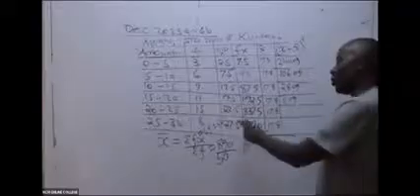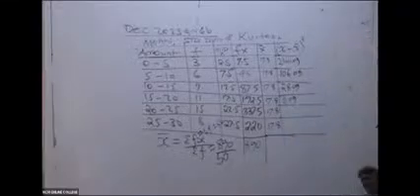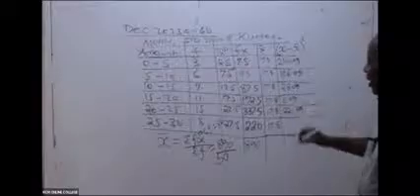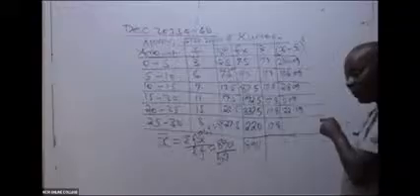X minus x bar. So 22.5 minus 17.8. Whatever I get, I square. Gadi is giving me 22.09. Thank you very much. We go to the very last one, 27.5 minus 17.8.